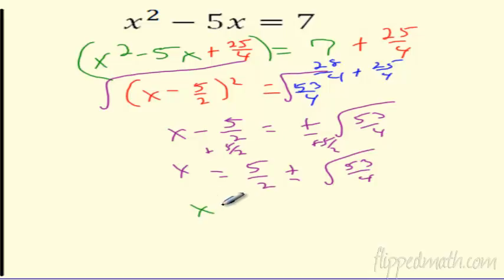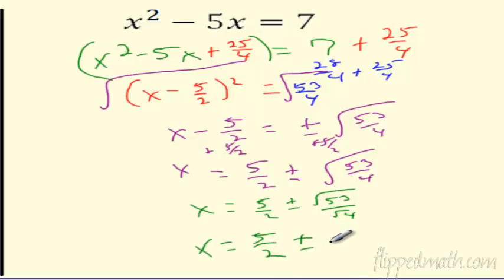Can we simplify it? Yeah, we can actually simplify this a little bit. Remember, if you've got a square root of a fraction, it actually means the square root of the top over the square root of the bottom. And why is that good for us? Well, if I'm doing this, I can say x equals 5 halves plus or minus the square root of 53 over, what's the square root of 4? It's just 2.